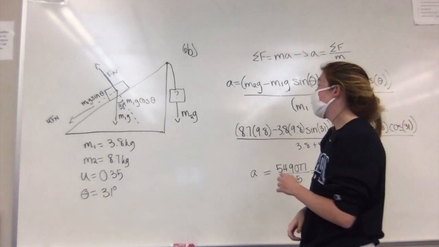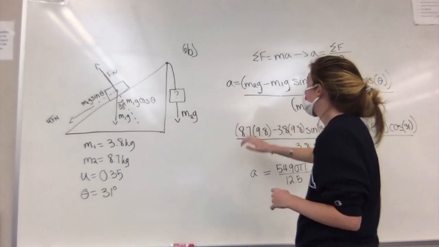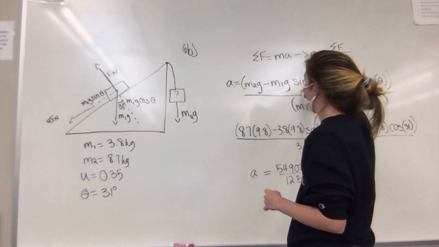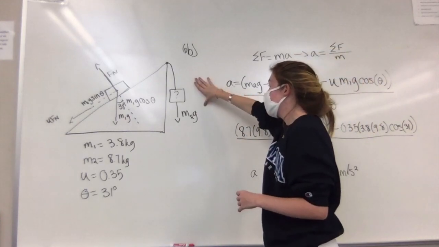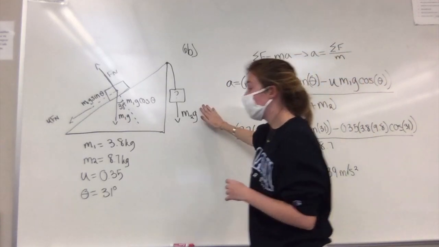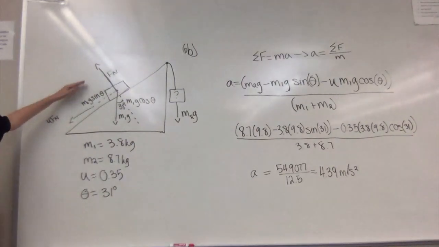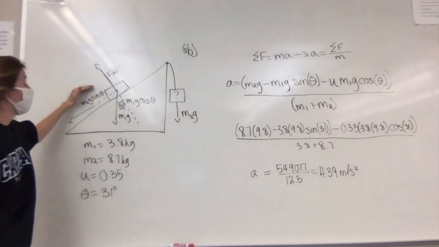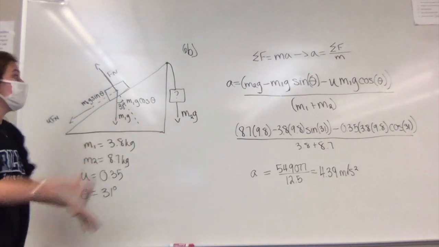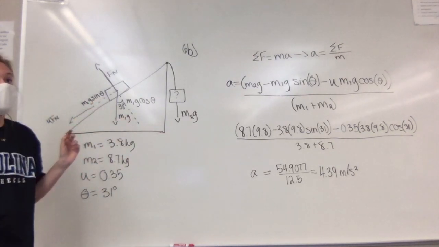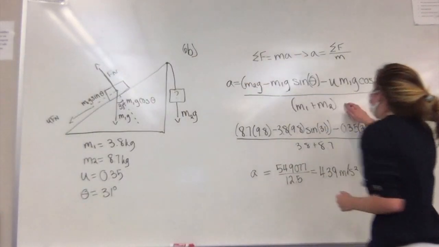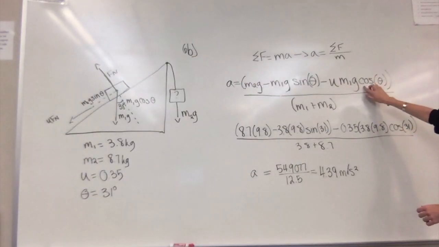And so what I did is that I did a is equal to mass 2 times gravity minus m1g of sine of theta, because if you look at the mass 2 of gravity going down this way, you can see that m1g sine of theta is going in the opposite direction. And so because they're going in opposite directions, one is going to be subtracted from the other. And so then you do minus mu times mass 1 times gravity of cosine of theta.